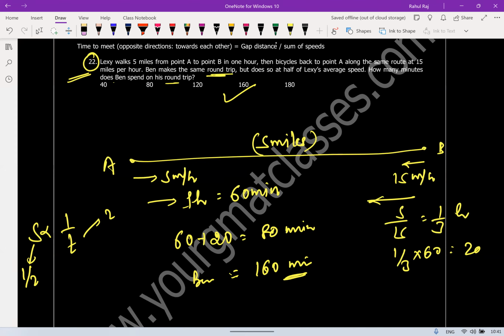No, Rahul. I've simply taken out the total time taken by Lexi to go from A to B and B to A, which is 60 minutes. Now it says that Ben makes the same round trip, but at half of Lexi's average speed. What I've told you, speed and time are inversely proportional to each other. Give me 1 second.